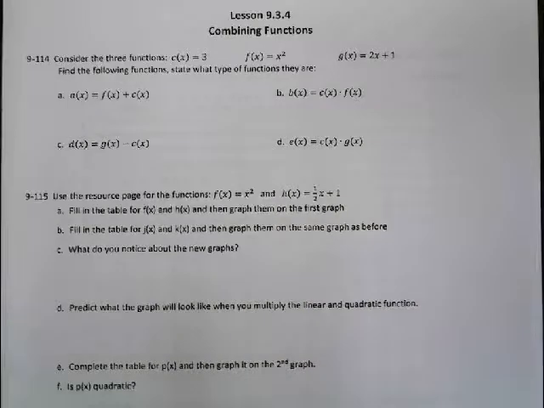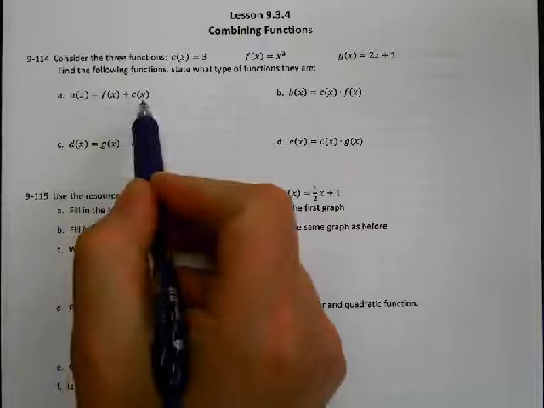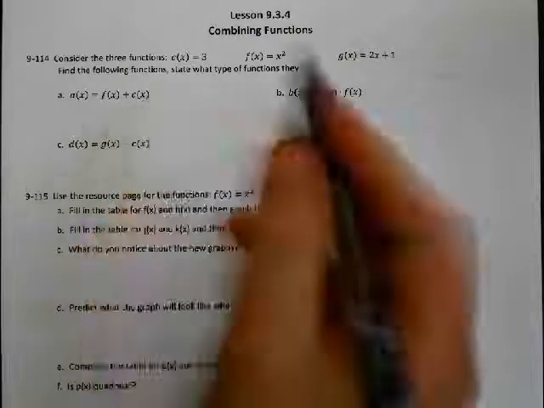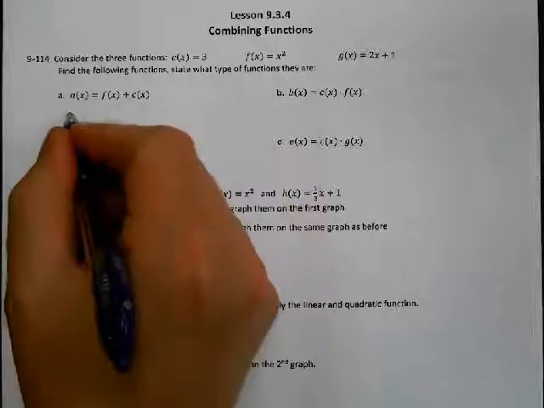Okay, so what we're going to do is combine these functions using different operations and see what they make when we combine them together. So first one, to find a of x, we're going to take f of x and c of x and add them together. So these are just the outputs, remember, for them.